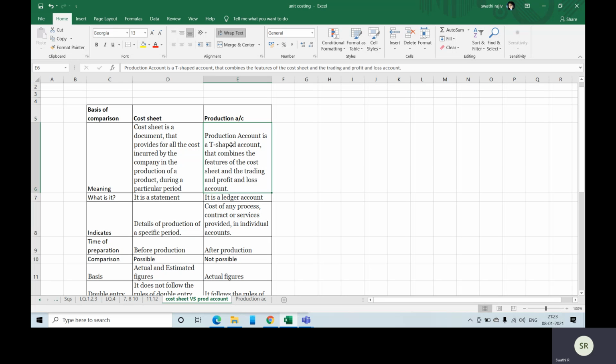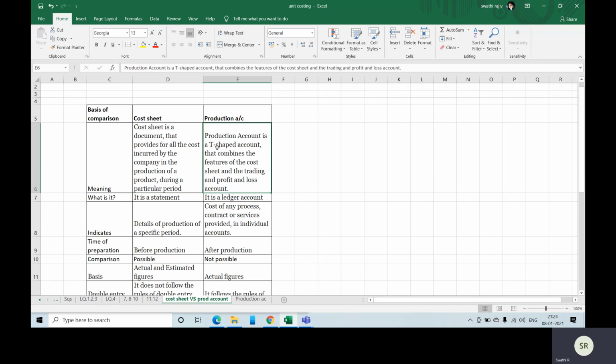It's a T-shaped account. We are going back to final accounts. A T-shaped account that combines features of cost sheet and trading and profit and loss account. Now, the next one: cost sheet is a statement. We've already solved it, how we write it. Direct cost and then prime cost. Along with that, we keep adding.